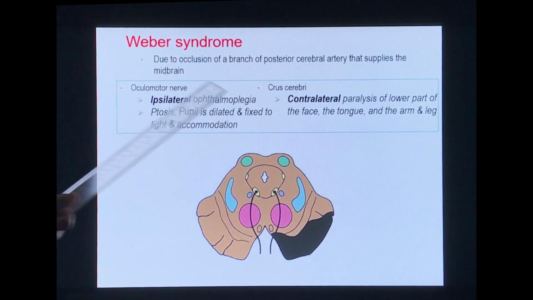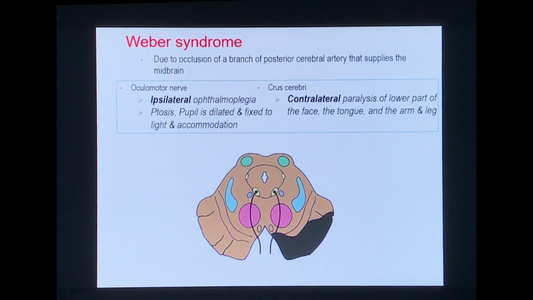Okay, so why only face and tongue? Why not the other cranial nerves? You will have this question, right? So please remember, all the cranial nerve nuclei receive corticonuclear fibers from both sides. If you include 3rd to 12th, all the cranial nerve nuclei are controlled by corticonuclear fibers from both sides. So they have fibers coming from the same side and also fibers coming from the opposite side.